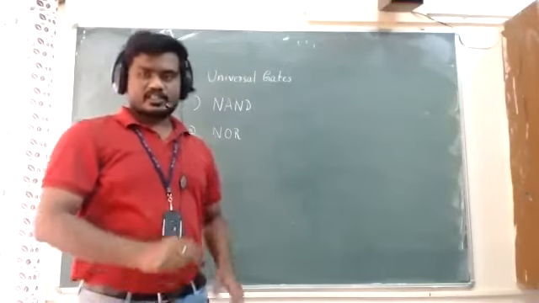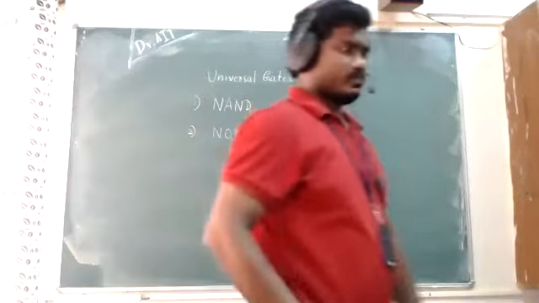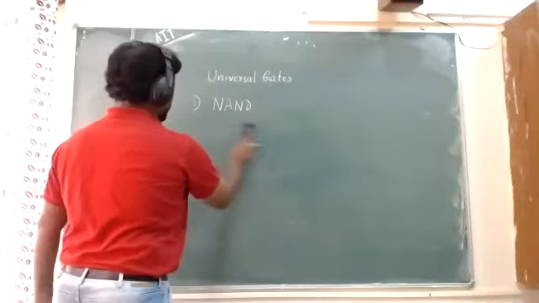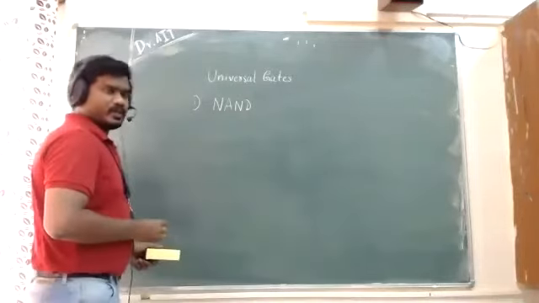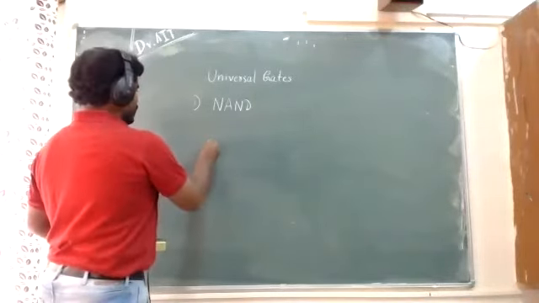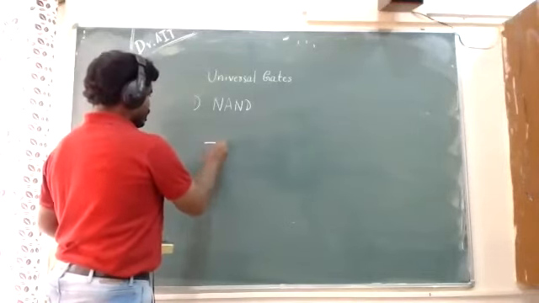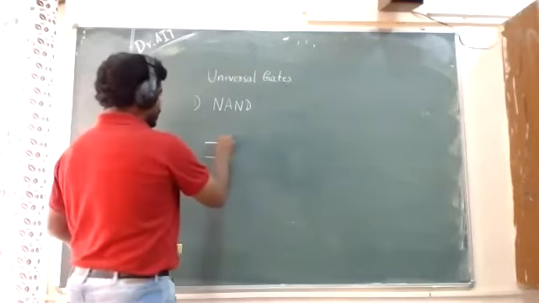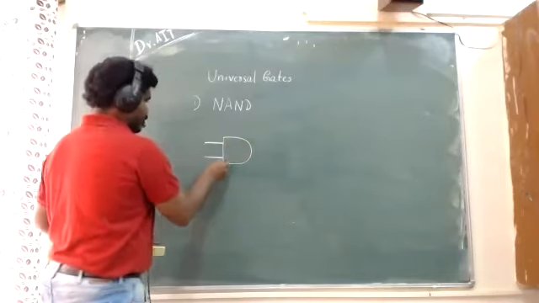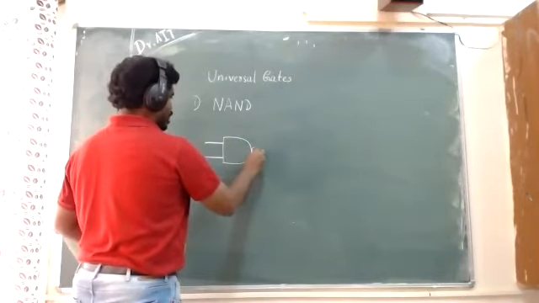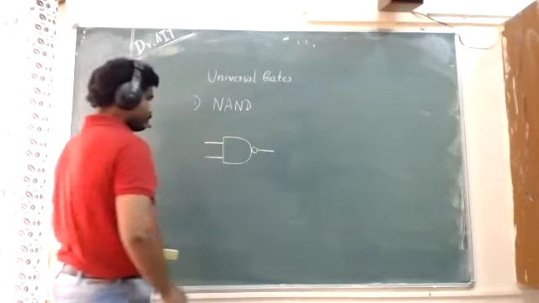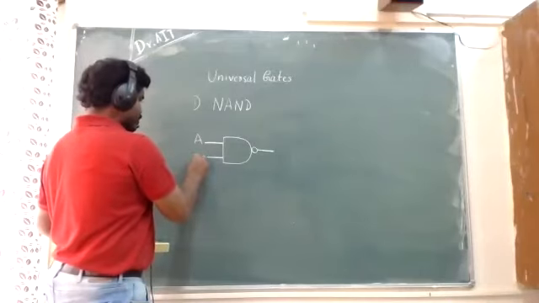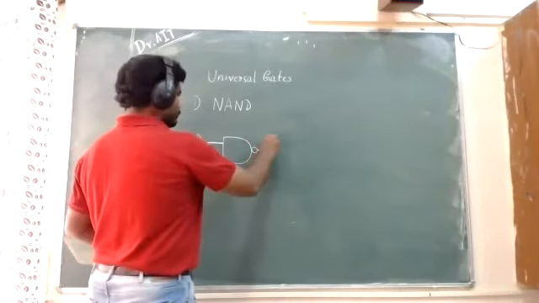And now we will discuss the first type of gate, NAND gate. Now coming to the symbol of NAND gate, it looks like this. It has two inputs and one output, and at the output you have a bubble. So let me assume input A and input B, and then you have output Y.